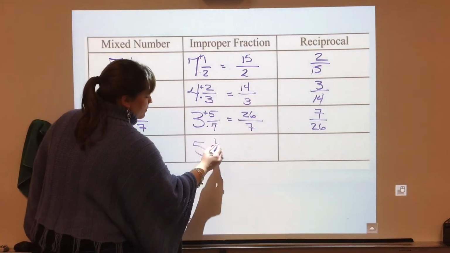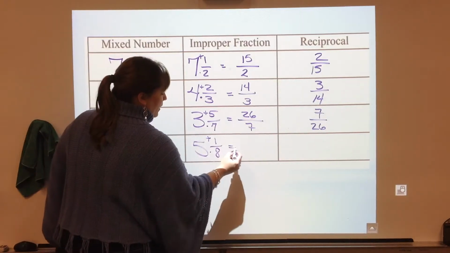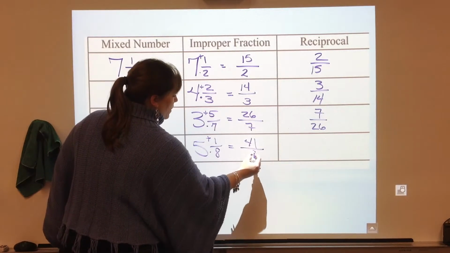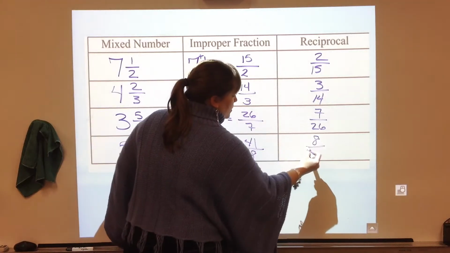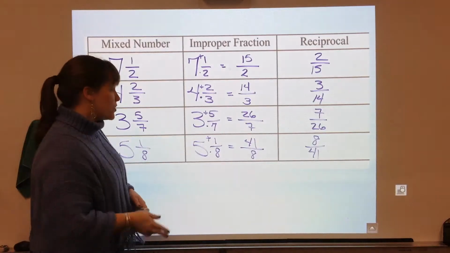The last one, we have 5 1/8. So again, just multiply denominator, whole number, and add 1. So we have 41/8, which is then 8/41. Now we're ready for some actual division examples.